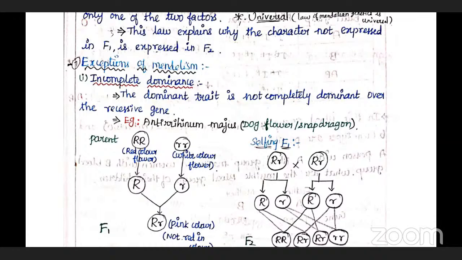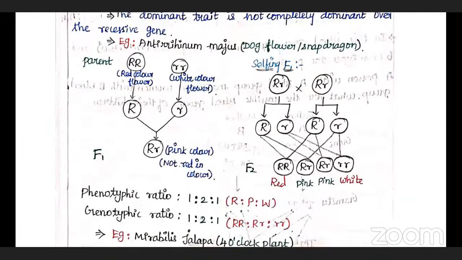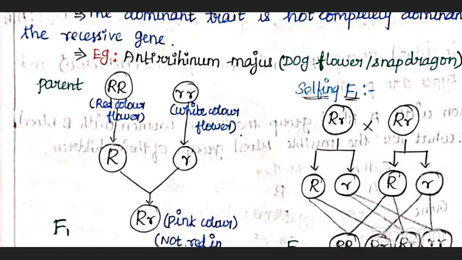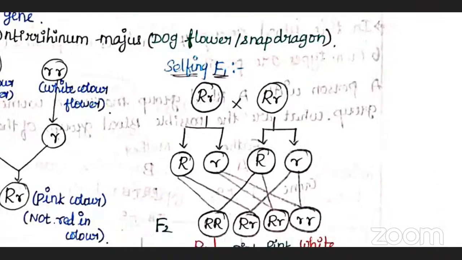Here there is a red color. This is one factor. During zygote formation, the gametes are separated. Similarly, here also, this is a heterozygote factor. Capital R is responsible for the red color flower. Small r is responsible for the white color flower. So here capital R will be separated and small r will be separated. This process is called the law of segregation.